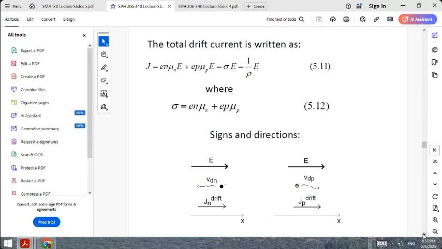My slide can't move. What is happening? Okay.